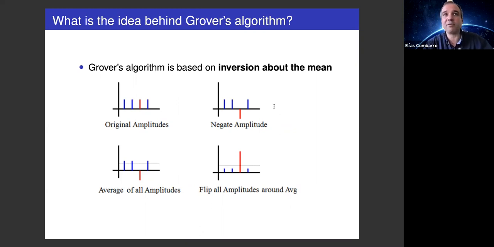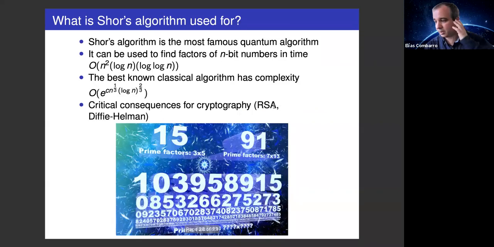So for instance, if we have 1 million elements, and we are looking for a particular one, but the list is not sorted, in a classical setting, we need to check on average half of the list in order to find the one that we are looking for. But with Grover's algorithm, we can find with high probability the element that we are searching for with just 1,000 queries to the list.